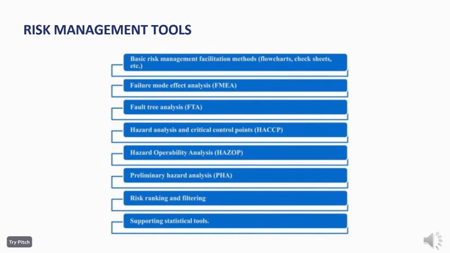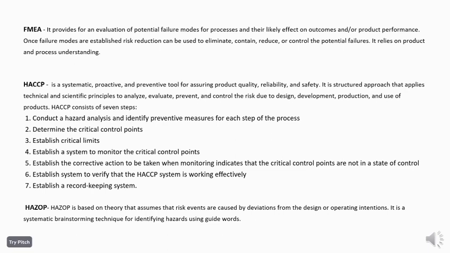FMEA provides for an evaluation of the potential failure modes for processes and their likely effect on outcomes or product performance. Once failure modes are established, risk reduction can be used to eliminate, contain, reduce, or control the potential failures. It relies on product and process understanding.